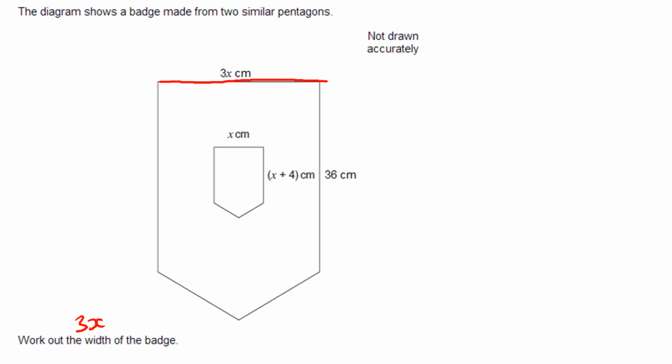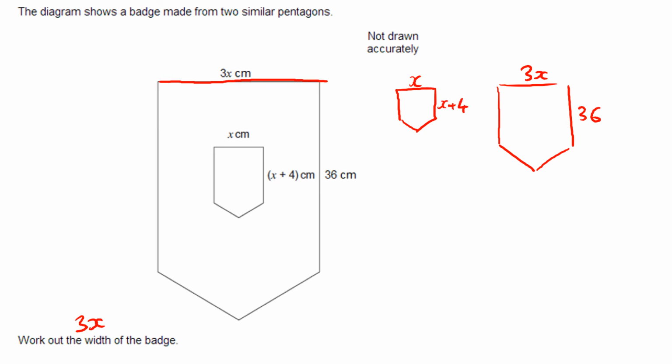We have got two similar pentagons, so we can sort of draw these two next to each other. Again, by the way, if you want to have a go at this, pause at any time and have a go. I'm just going to talk through it, I think, because it's the last one. So we've got x here and we've got 3x here. And we've also got 36 here, and we've got x plus 4 here.